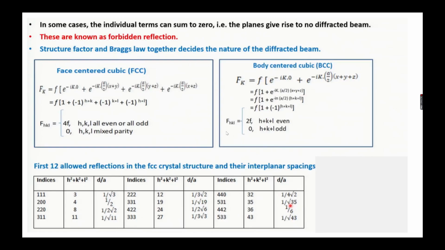So in this slide also, there are some details about the forbidden reflection, so you will get some information, but I won't go much into detail about how you are getting all this. Most probably if you see this lecture, you will get how, if you use the FCC crystal structure, what the interplanar spacing will be: first 111, then 200, then 220, then 311, and how and why. But for this question, I showed you the answer.